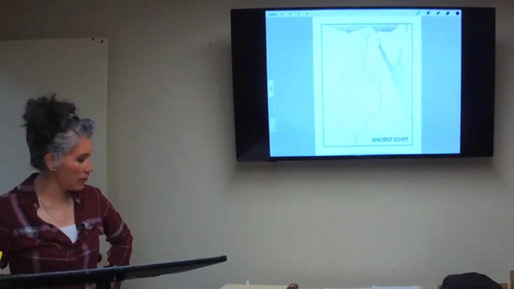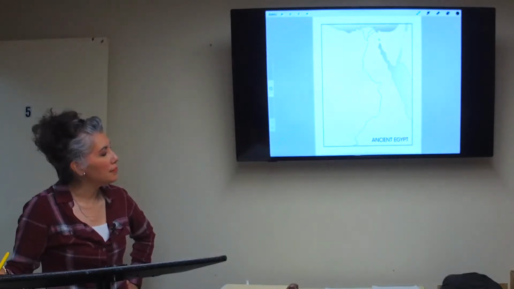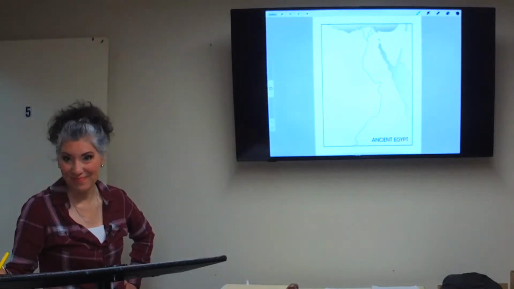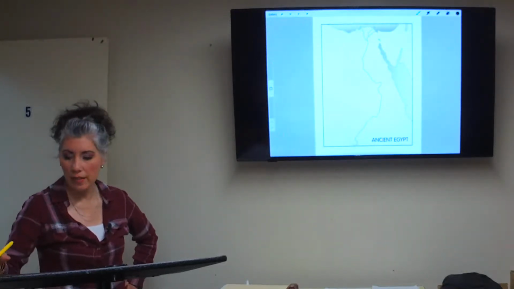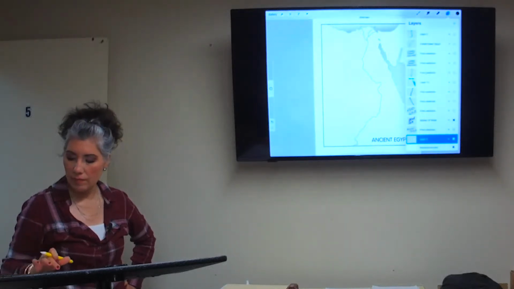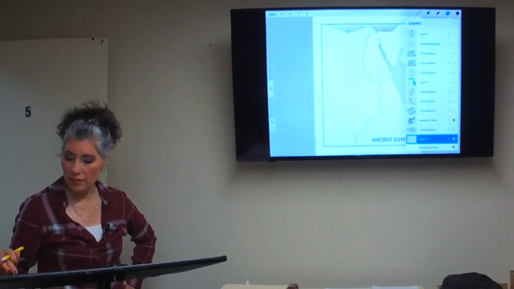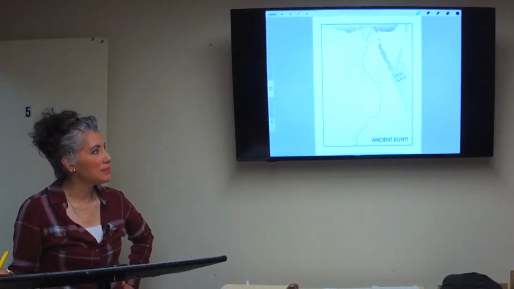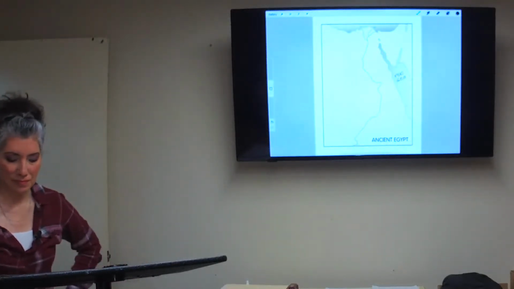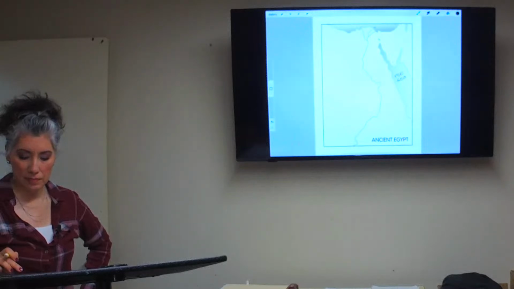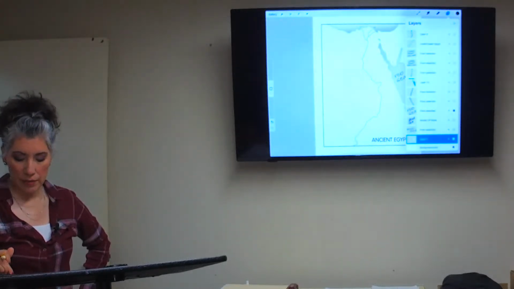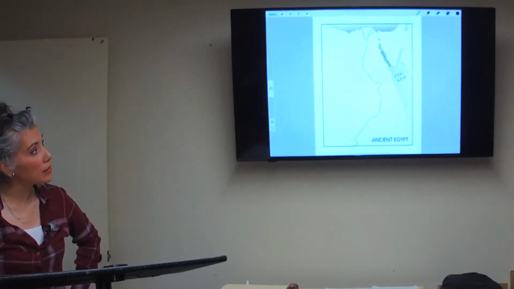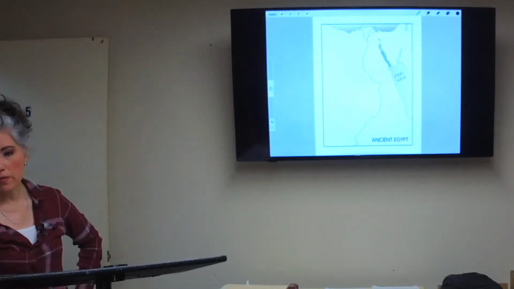Okay, so now we have a map of ancient Egypt. Do you see anything familiar? I see the Red Sea. Okay, Red Sea. Let's label that Red Sea. And we're going to name the two fingers there. The one on the west side is called the Gulf of Suez.